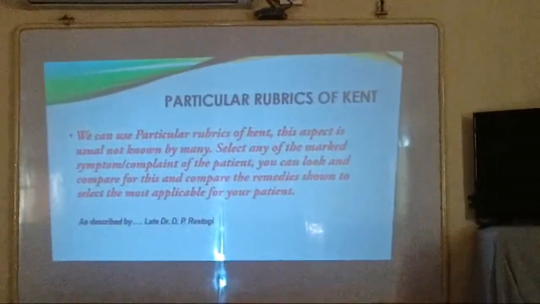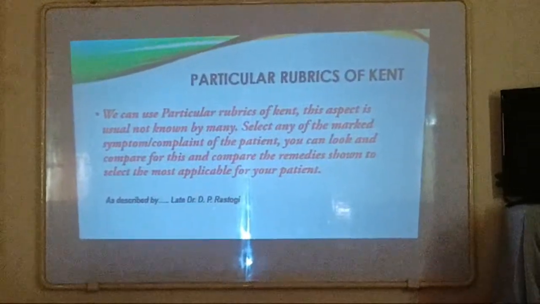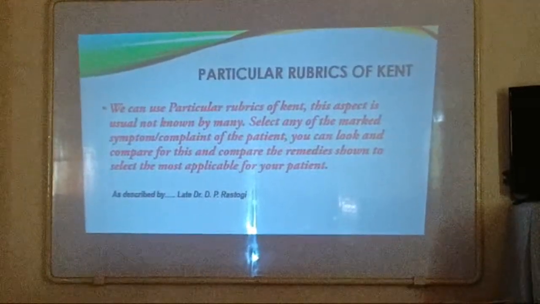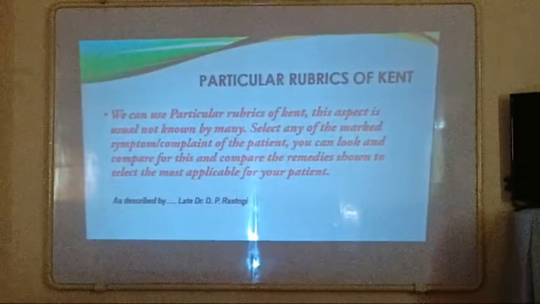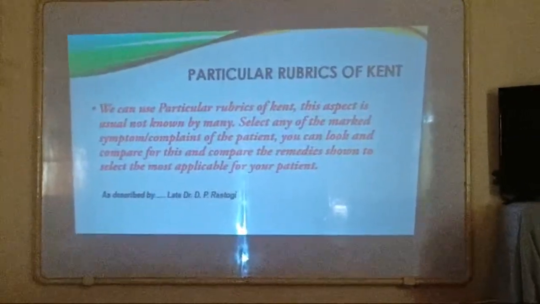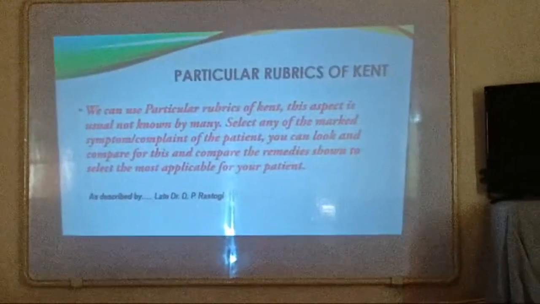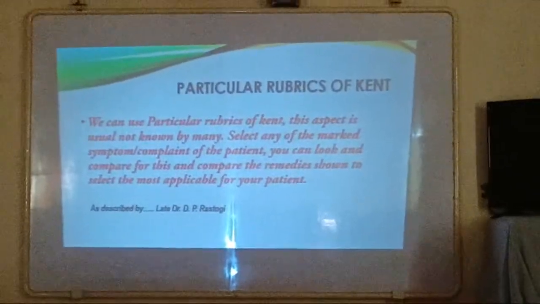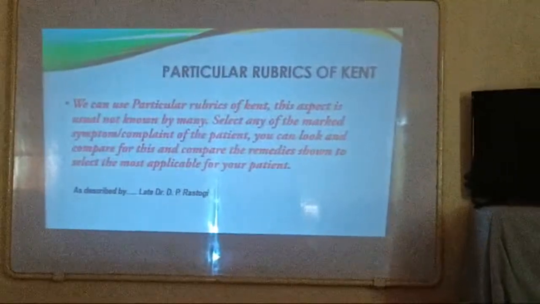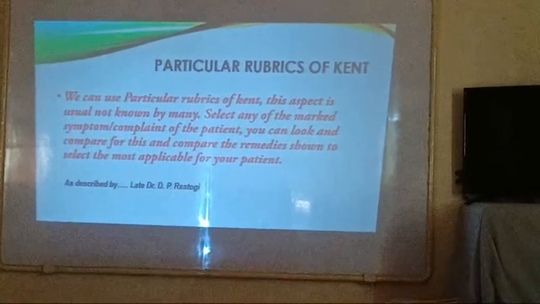So Dr. D.P. Rastogi sir said that we can use particular rubrics of Kent. This aspect is usually not known by many. Select any of the marked symptoms, the complaint of the patient. You can look and compare the remedies shown to select the most applicable for your patient. So the significance of particular rubrics from Kent's repertory is really a boon to the homeopathic practitioner.